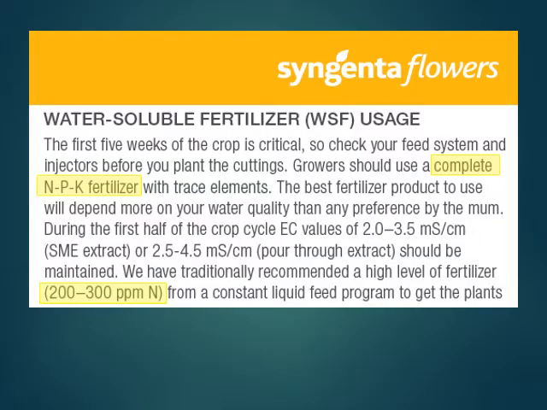Here's an example from Syngenta flowers on growing chrysanthemums. If you look at the instructions, they're saying for a complete fertilizer, so a standard NPK ratio, let's say 28-20. And they're even telling you what ECs to look for, 2 to 3.5 using SME, or 2.5 to 4.5 for pour through. But down at the bottom, it says 2 to 300 ppm nitrogen for a constant liquid feed program. So there's your N telling you that it's referring to nitrogen.